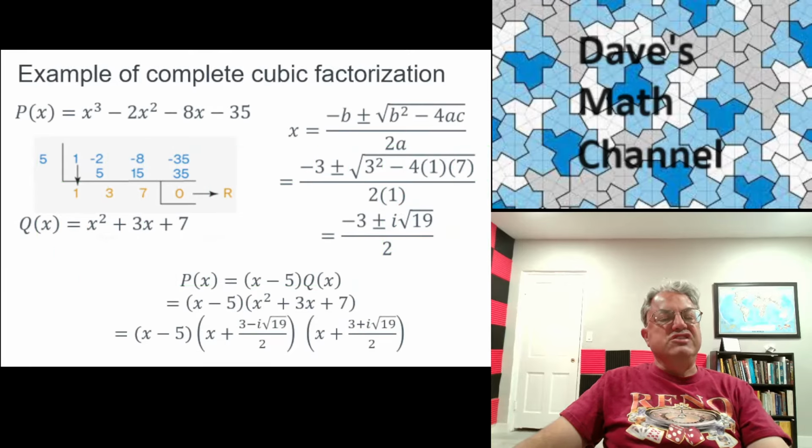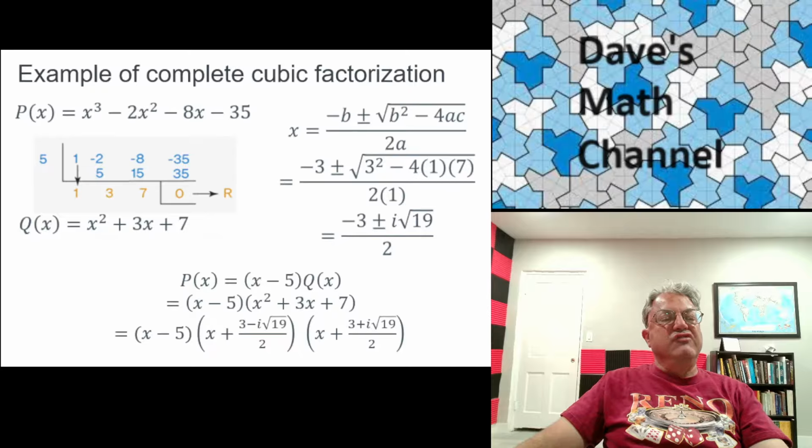And I'll give you an example. This is what I'm going to finish up with today, I think. Here's an example of how you would factor a cubic polynomial. P of x is x cubed minus 2x squared minus 8x minus 35.